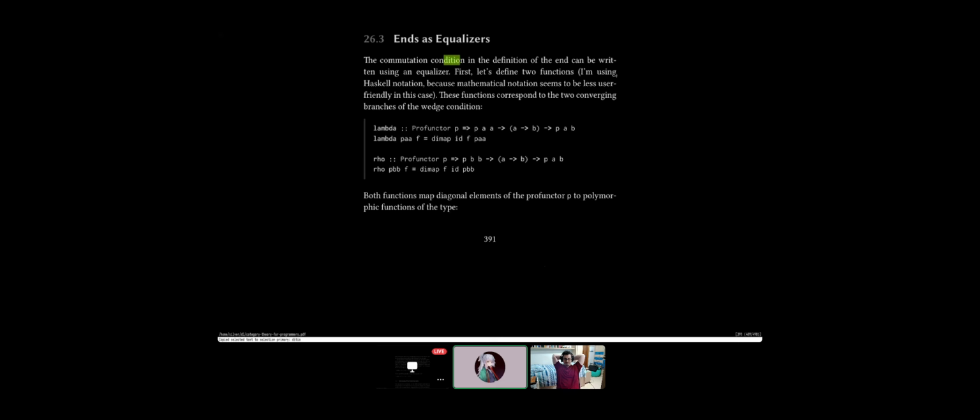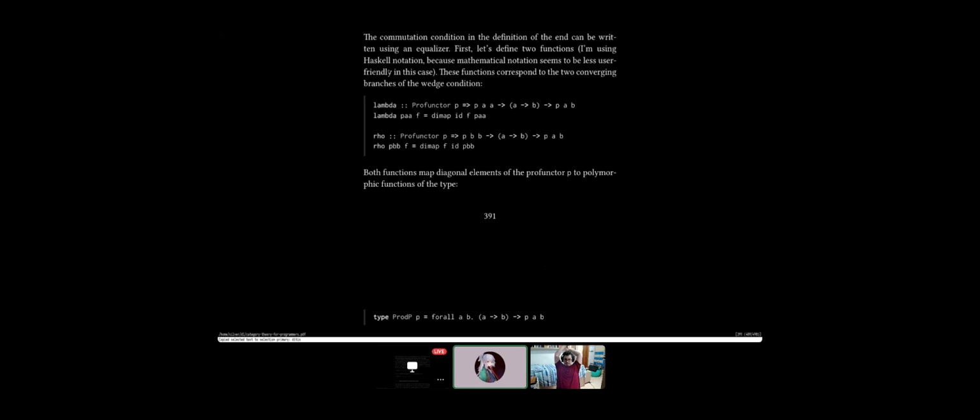Ends as equalizers. The commutation condition in the definition of the end can be written like this. We saw this kind of thing before, right? Let's define the two functions using Haskell notation because mathematical notation is less user-friendly in this case. I agree with that, actually. So lambda and rho, which are the two versions of dimap with the f on the left and on the right, right?